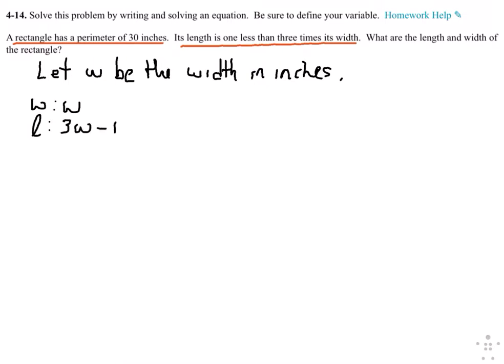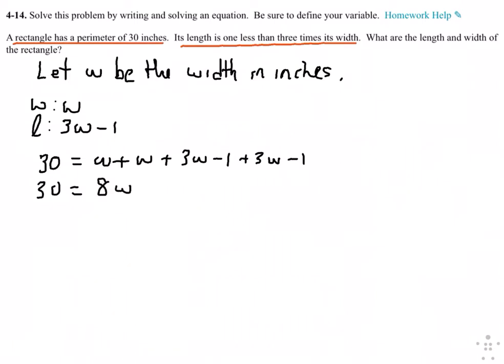Okay, so now the perimeter, our equation. The perimeter, 30, equals the width plus the width, or 2W, plus 3W minus 1, plus 3W minus 1, right? We add up all the sides. So we get 30 equals W plus W is 2W, plus 3W is 5W, plus 3W is 8W, and then minus 1, minus 1, minus 2.